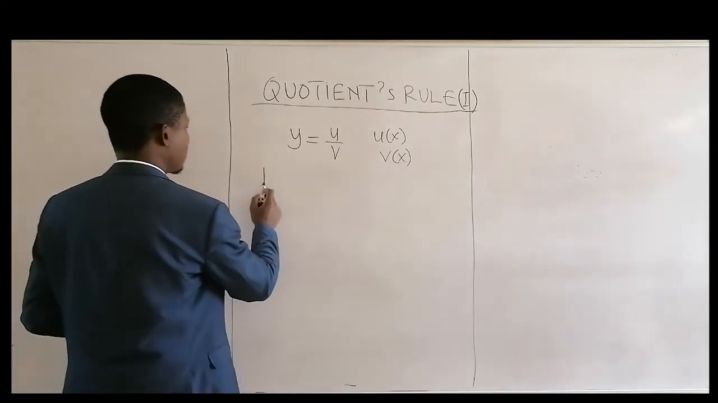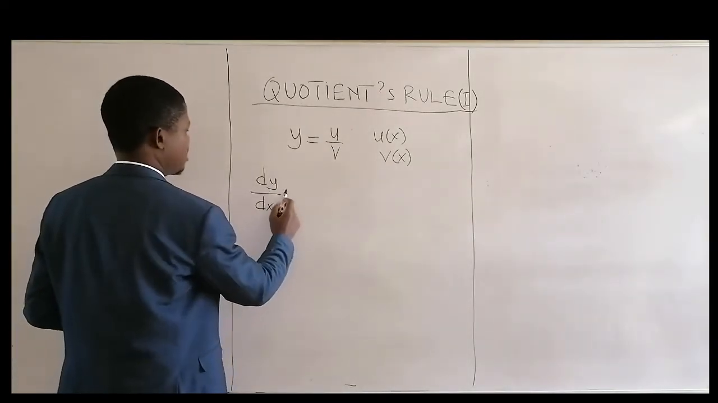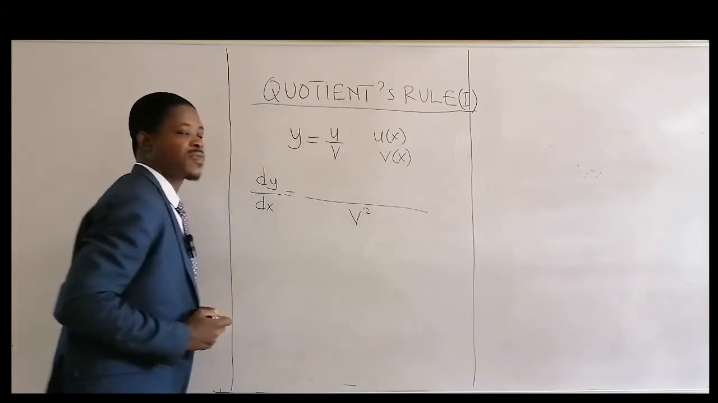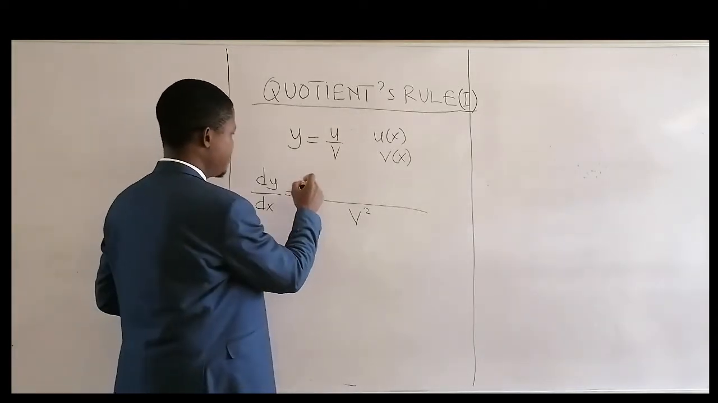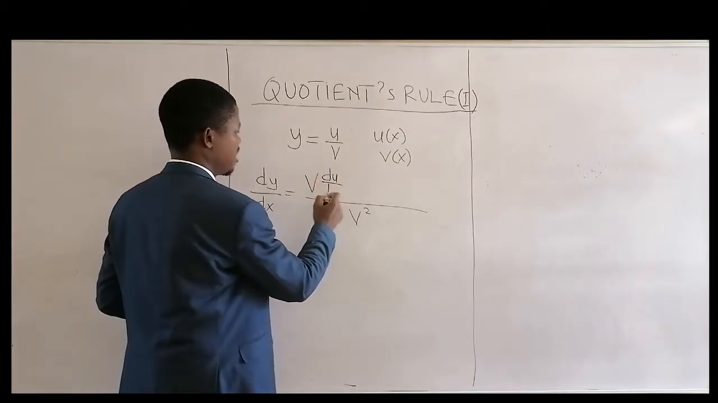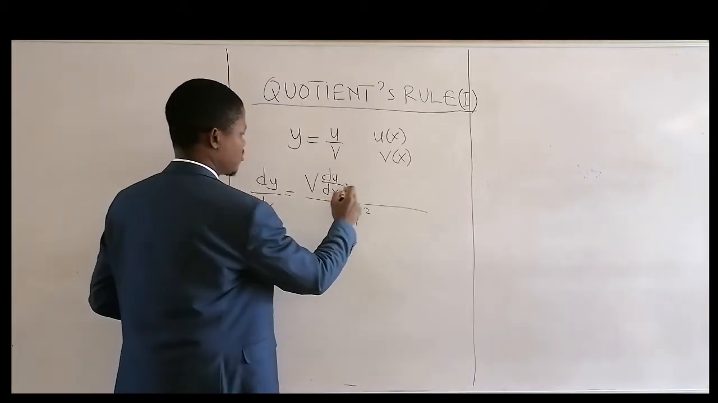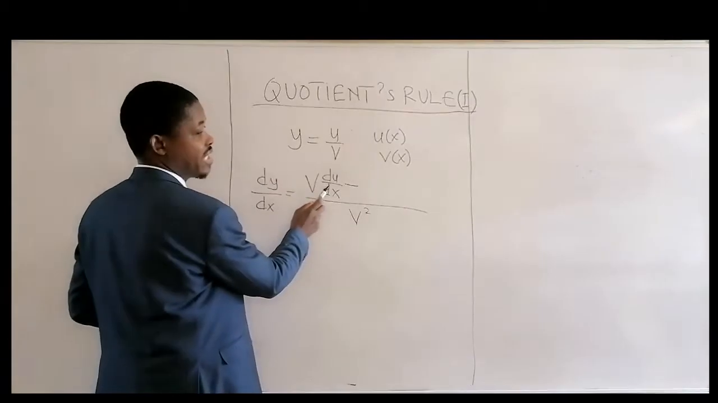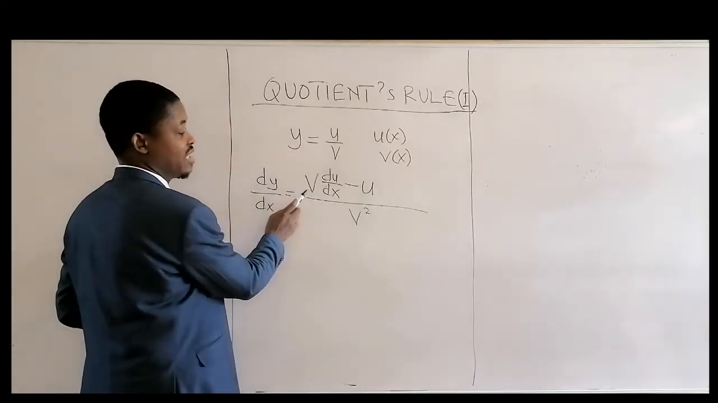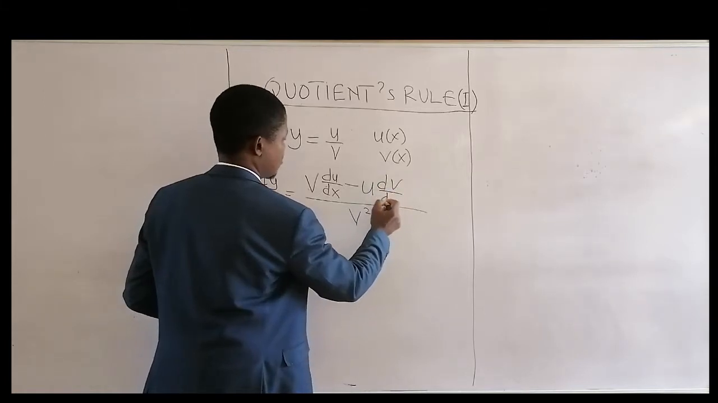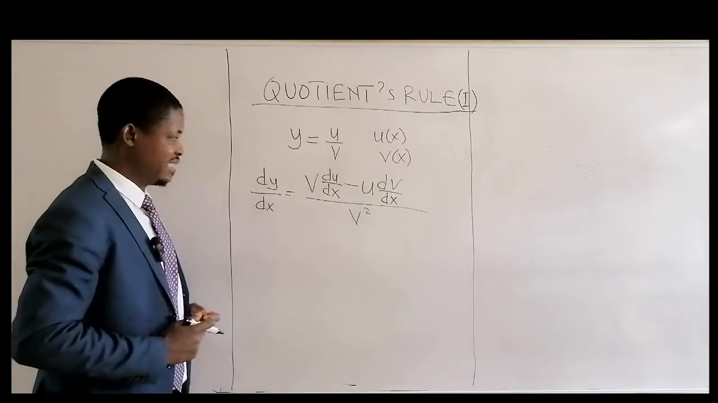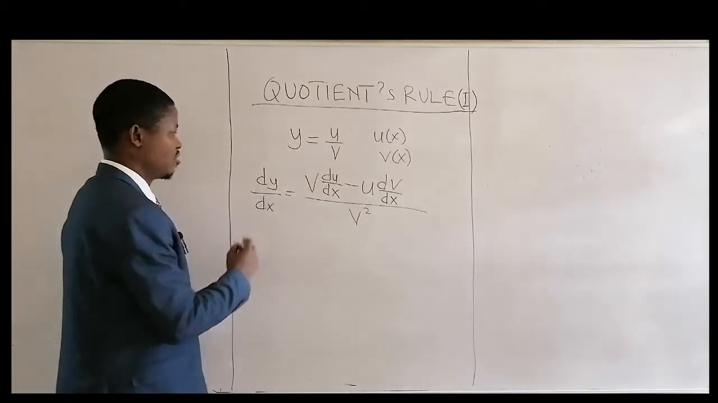Okay, so the differential coefficient of a fraction will be equal to the denominator squared, v squared, in the denominator. Then you keep v constant and differentiate the numerator, du/dx. Then minus u, which you keep constant, times the derivative of v, dv/dx. Don't worry, we're going to do examples to explain this in detail. So this is the quotient rule.